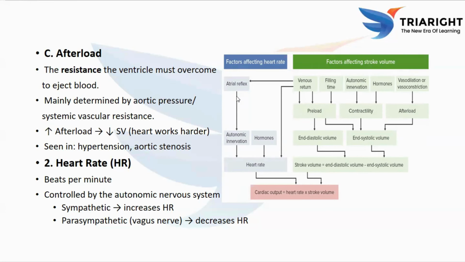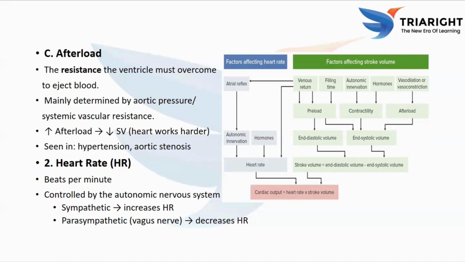Afterload is the resistance or the pressure the heart's ventricle must push against to eject the blood. Think of it like the pressure the heart has to overcome to open the aortic valve and send blood into the arteries. So how is afterload determined? It is mainly determined by the aortic pressure, the pressure in the aorta, and systemic vascular resistance, that is the resistance of blood vessels throughout the body. If afterload increases, there is more resistance, so the heart has to work harder to pump the blood.